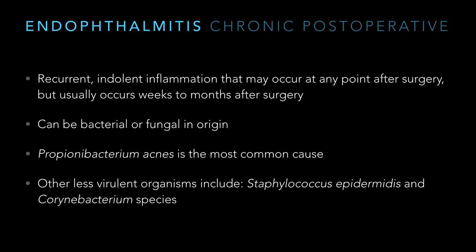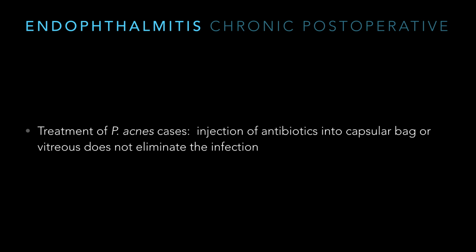Chronic post-op endophthalmitis. Again, we already talked about that. I didn't mention the recurrent, but it's indolent. It's going to be slow moving. Can be bacterial or fungal. Propionibacterium acnes is the main one you need to know about. And then you've got other things like Staph epidermidis, Corynebacterium. Now, if this patient with P. acnes comes in, they're probably going to have pretty good vision, 20/50, 20/60. You see the peripheral white plaque, which I should have included a picture of, but didn't.